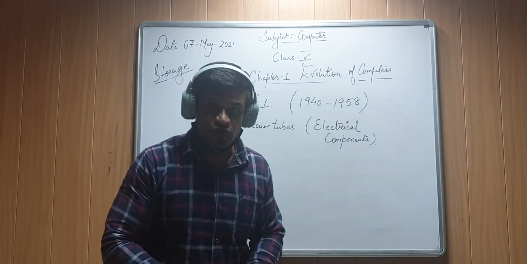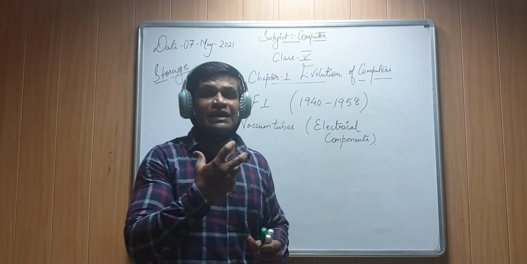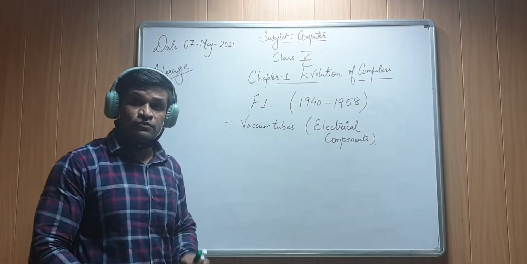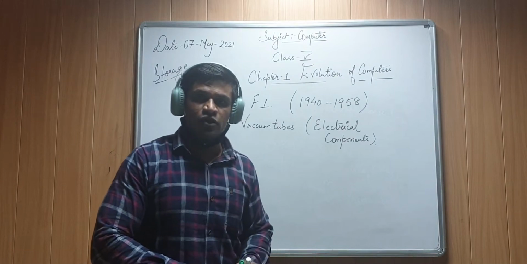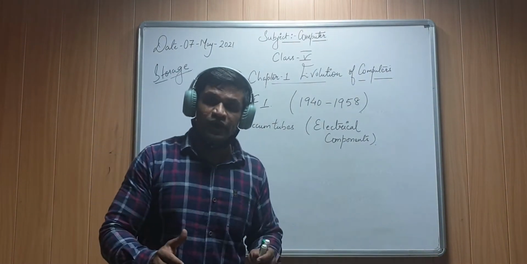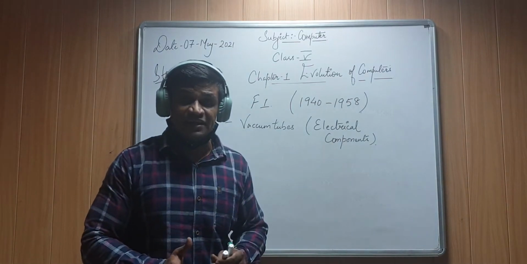Okay, processing नहीं होता था. So we can't depend on those computers, and they were very costly because of the use of vacuum tubes. Vacuum tubes बहुत महंगे होते थे उस समय. Okay, धीरे धीरे vacuum tubes transform हुए. They became ICs, integrated chips.